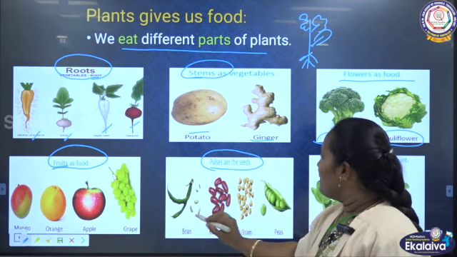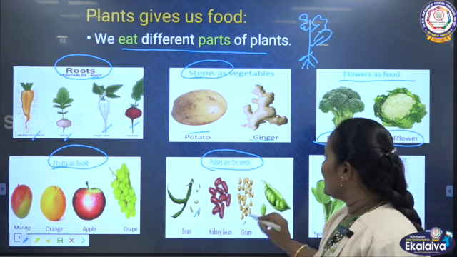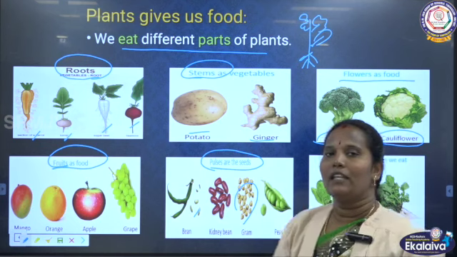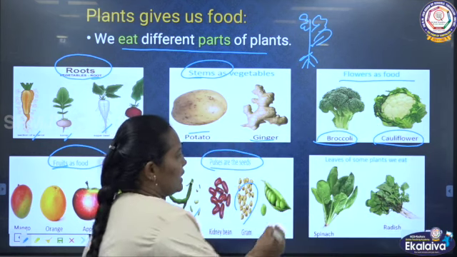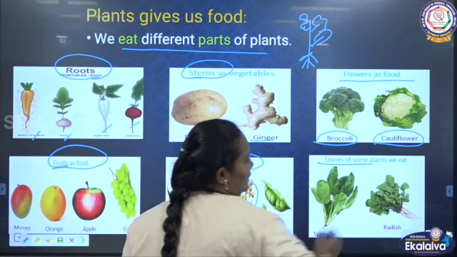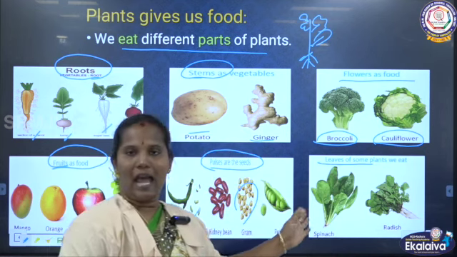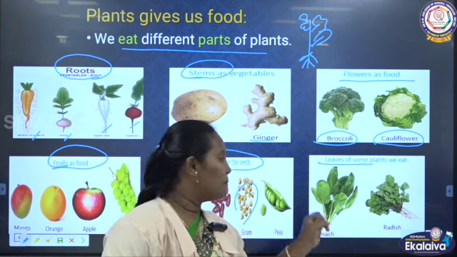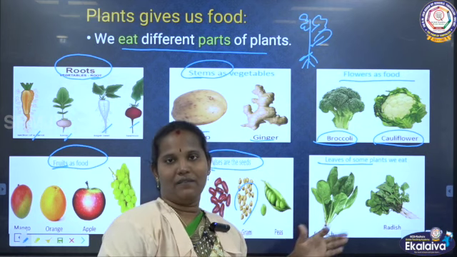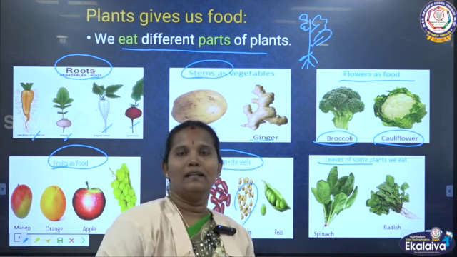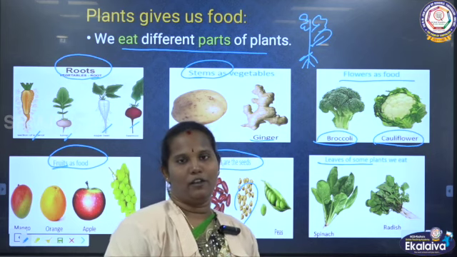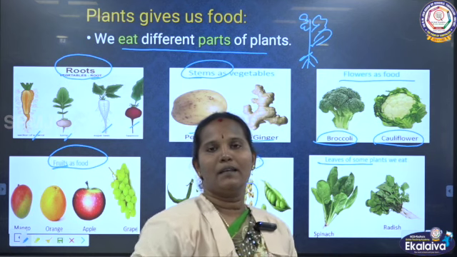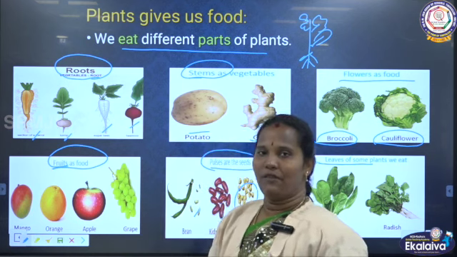We can say bean sheet and then grams, many things as we are getting, these are all the seed part of the plant. Then we can say the leaf part. Some leaf parts we are having as food, for example spinach and then radish leaf and the coriander, mint. These are all examples of the leaf part of the plant. So, different parts of the plant we are having as food.